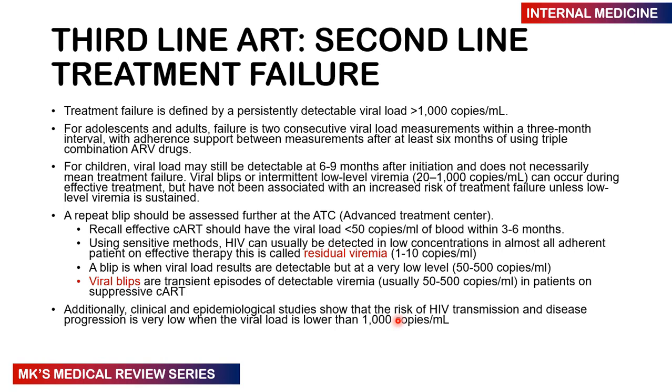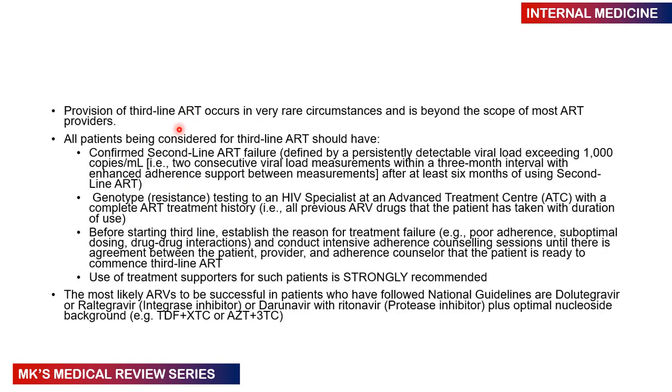And of course, provision of third-line ART occurs in very rare circumstances and is beyond the scope of most providers, so you have to consult. All patients considered for third line should have confirmed second-line treatment failure. And how do we confirm this? If there's persistent detectable viral load exceeding 1,000 copies, two consecutive viral load measurements within a 3 month interval, with enhanced adherence support, and they're taking the drugs after 6 months of treatment on second line, then we say that this patient has treatment failure on second line.